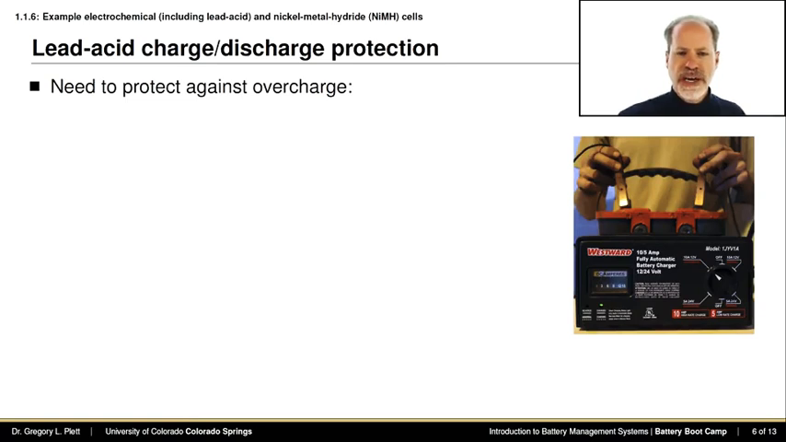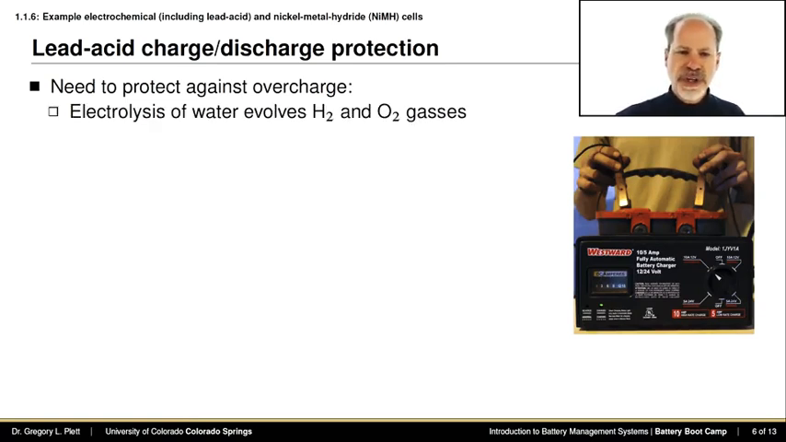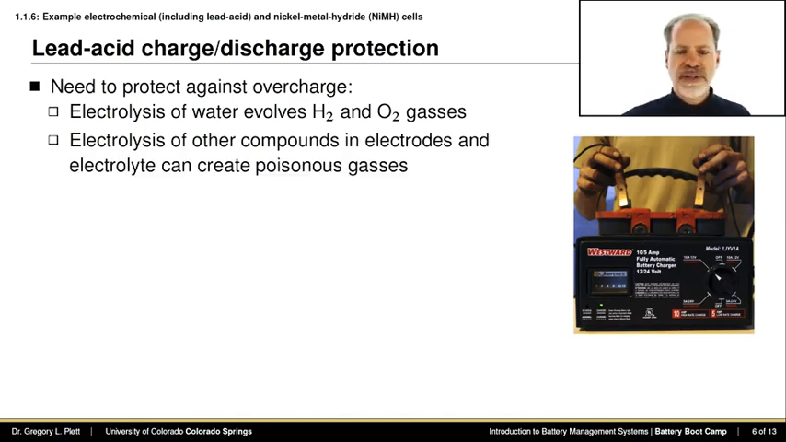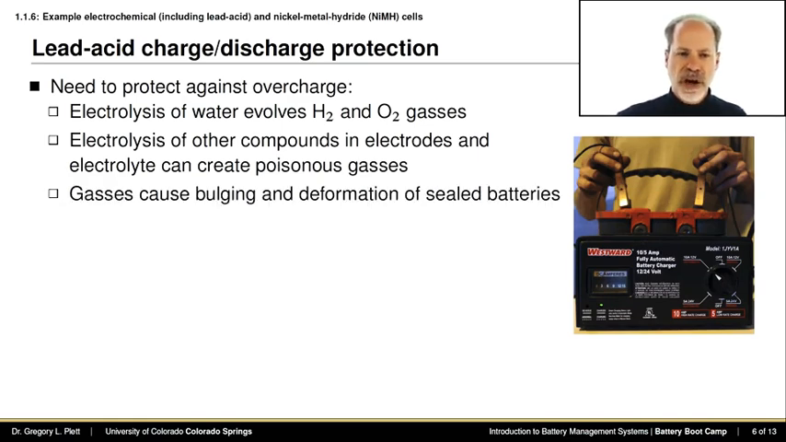When we charge a lead-acid battery, it's important to protect against overcharge. If we overcharge a lead-acid battery, then water in the electrolyte will decompose into hydrogen and oxygen gases. Under some circumstances, other compounds in the electrodes can be electrolysized as well to create poisonous gases, and all of these gases can cause bulging and deformation of sealed lead-acid batteries.